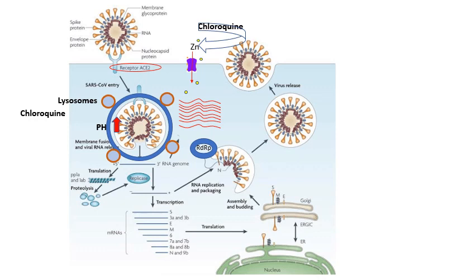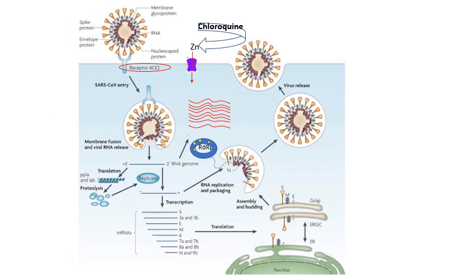The second mechanism is that chloroquine enhances the entry of zinc ions into the cytoplasm. When the zinc ions, the yellow particles appearing on the screen, enter the cytoplasm, they bind to RNA-dependent RNA polymerase. Because of this inhibition of RdRp, there won't be any replication of the RNA. Thus chloroquine can inhibit the replication of the virus.